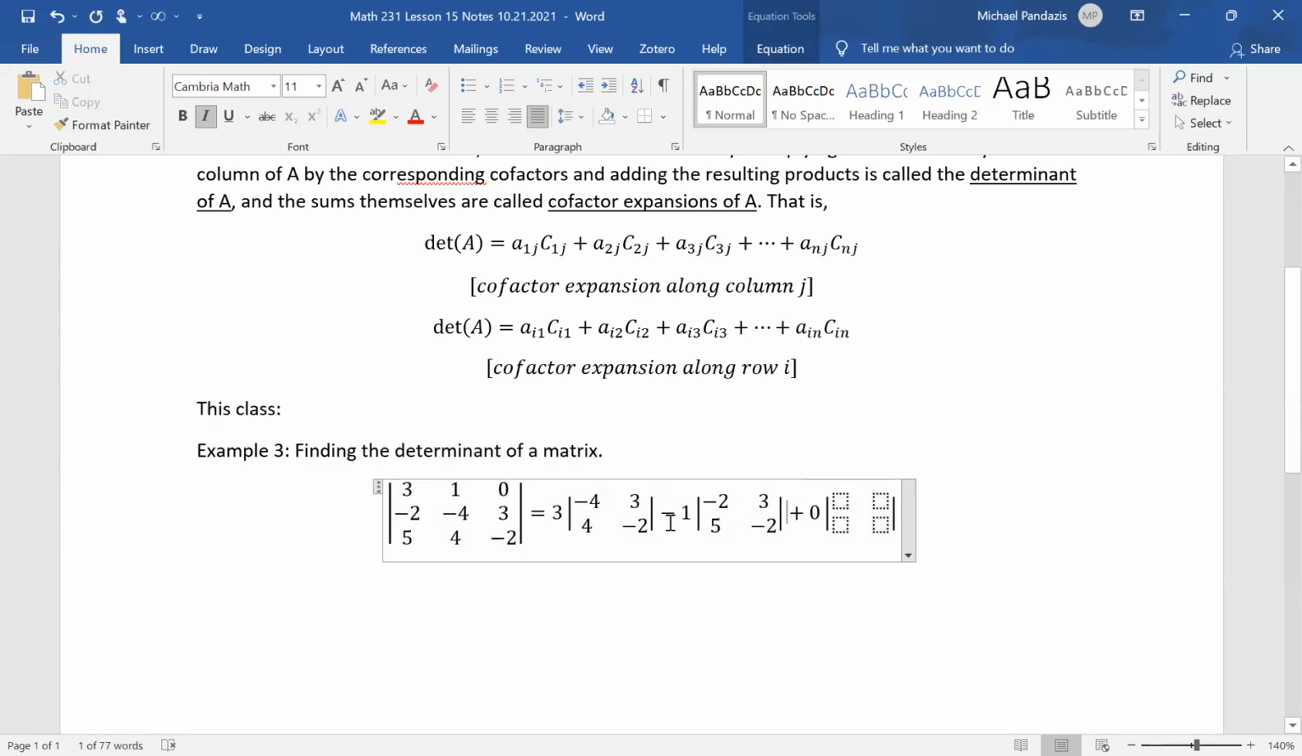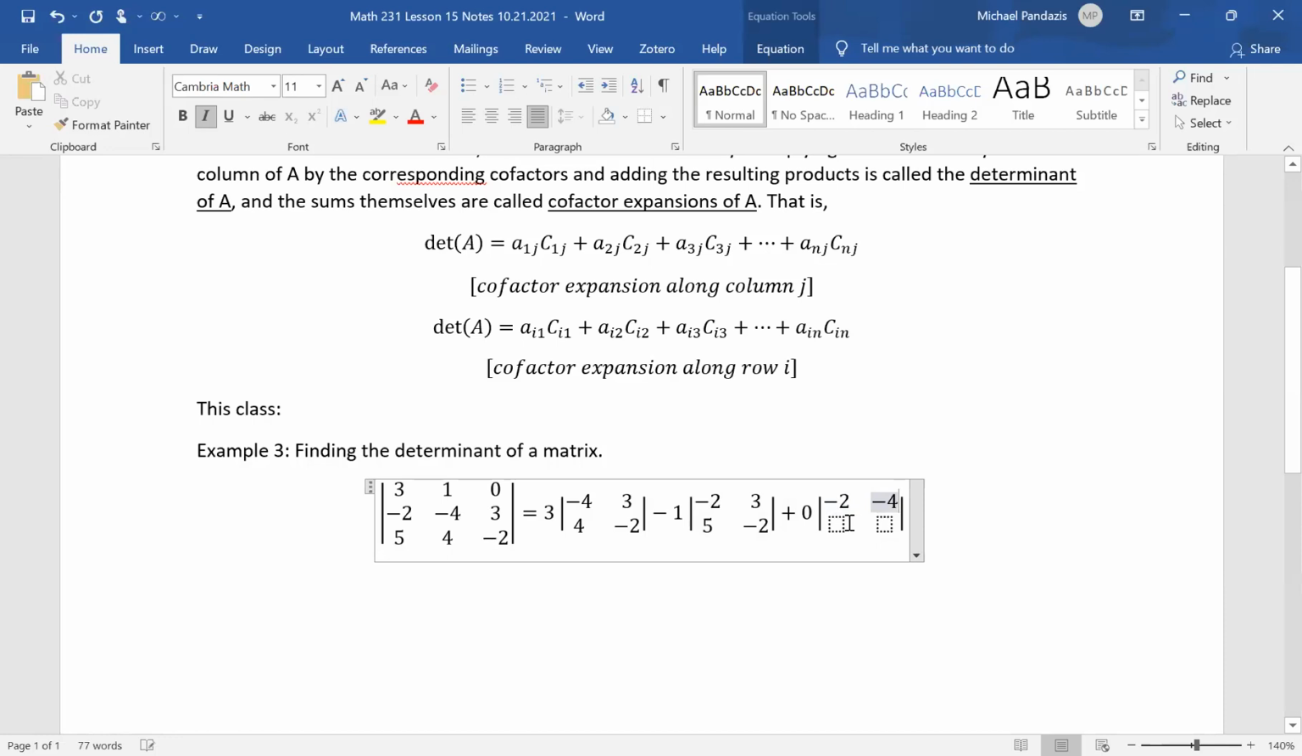But for completeness in the explanation, I'm going to add it. So this is in the first row and third column. If you remove those rows and columns, you get -2, -4, 5, 4. See that? So I remove the row and column which that 0 is in. Now I'm left with that submatrix, and I take the determinant of it, and I multiply it by the positive of that entry, which is 0.